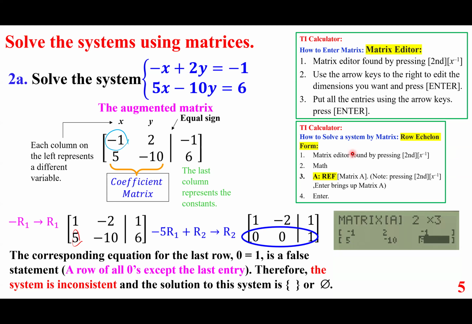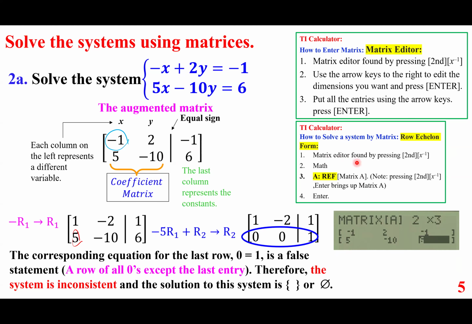First, you put matrix A, it's 2 by 3, and then you enter. This is a 2 by 3. You enter all those entries. As you can see, -1, 5, 2, -10, and this -1, 6. Now, to solve it, you can do row echelon form, or you can use reduced row echelon form. So how to solve a system by matrix?